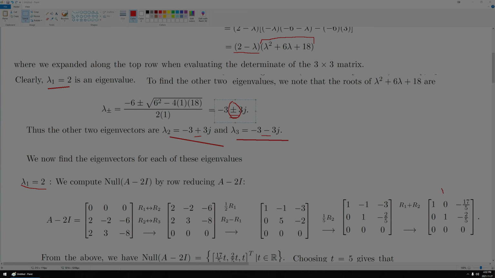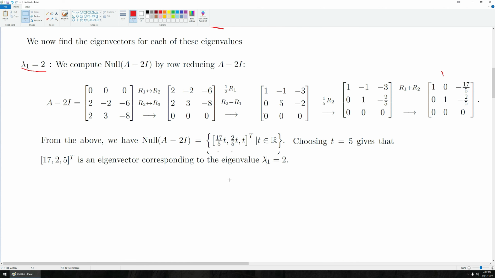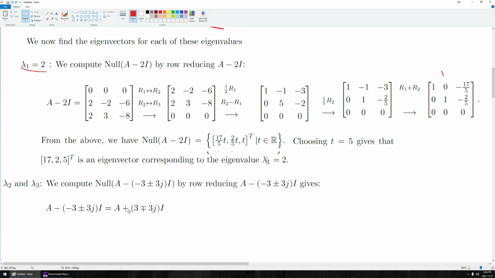So I'm going to utilize this, and I'm going to compute the null space of A minus this quantity here times I to find both of these eigenvectors at the same time. Okay, so I now want to row reduce this term here. So first notice, if I distribute this -1, I get 3 plus 3 minus plus 3j all times I. So this quantity here explicitly. This is the matrix I now want to work with.